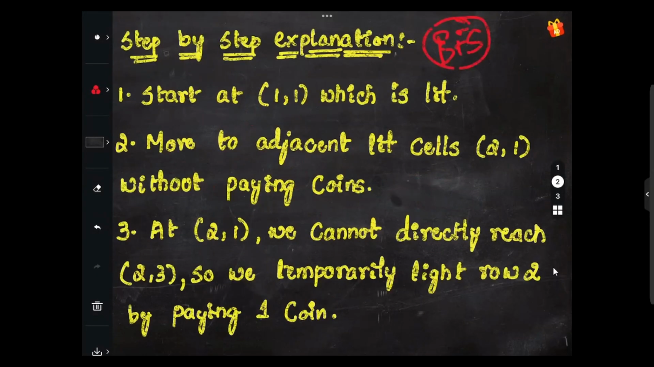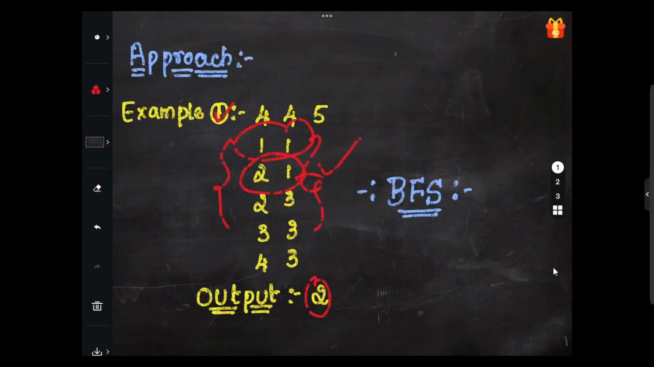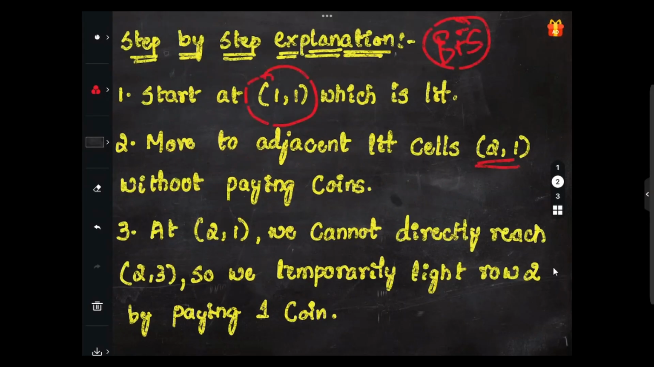We are going level by level, right? So here we'll start at 1 comma 1, which is lit. We'll move to the adjacent lit cells, nothing but 2 comma 1, without paying the coins, right? So without paying coins, we can move to the adjacent lit cells 2 comma 1. At 2 comma 1, we cannot directly reach 2 comma 3.